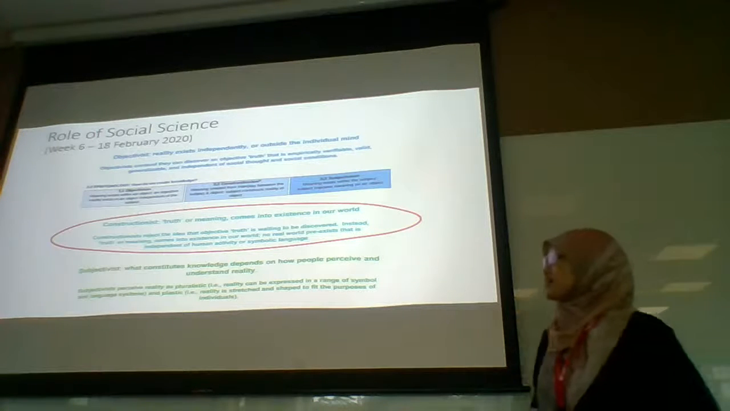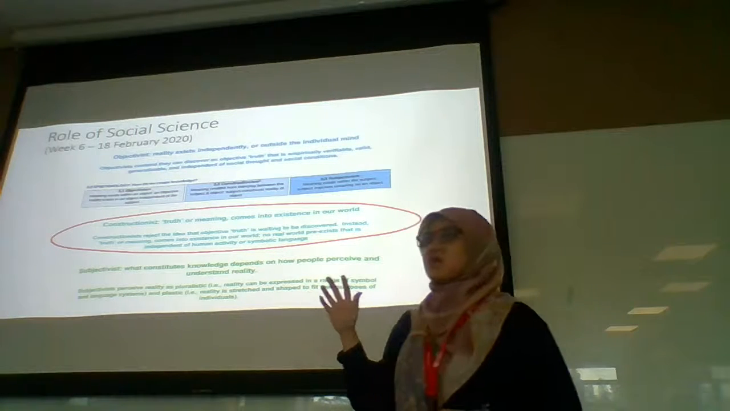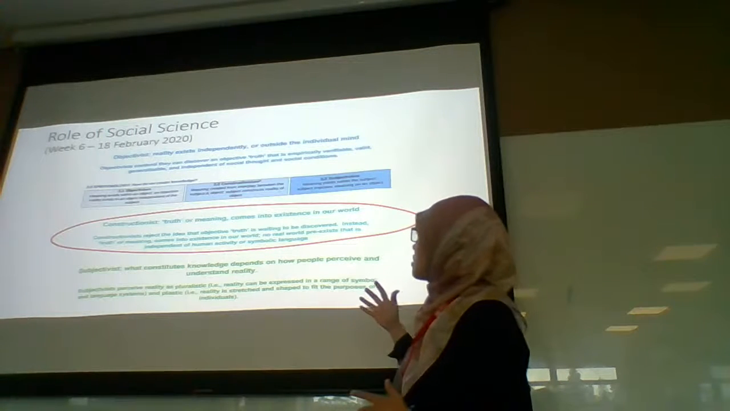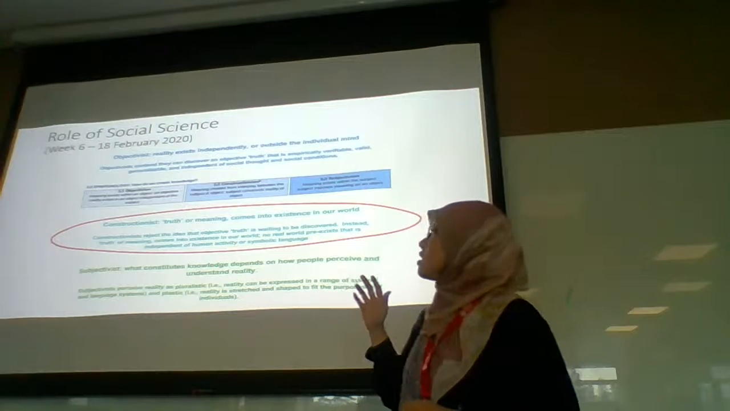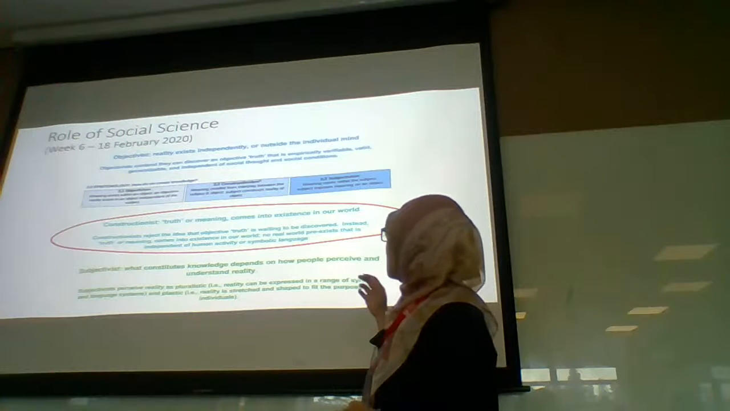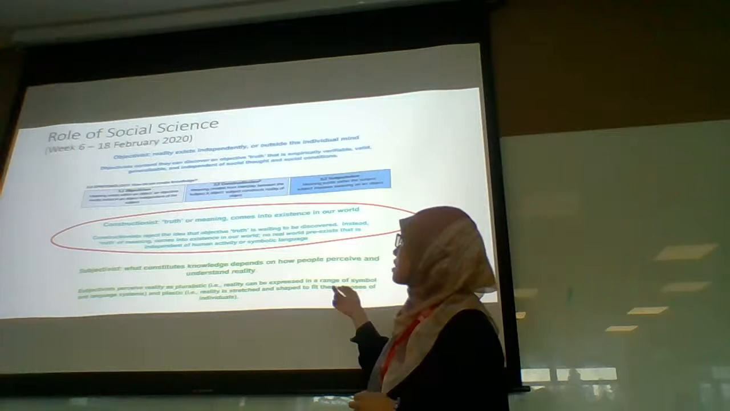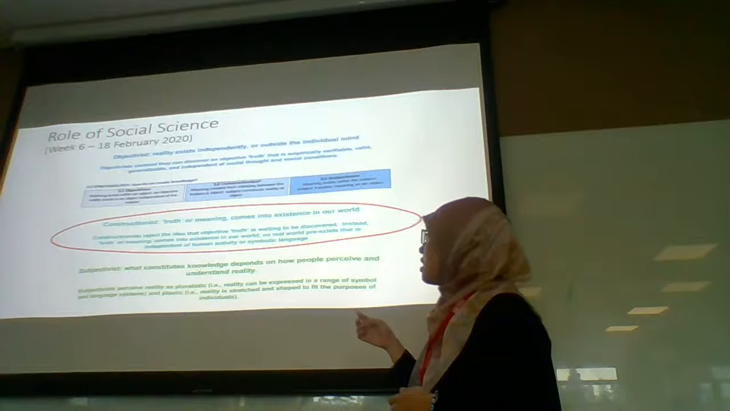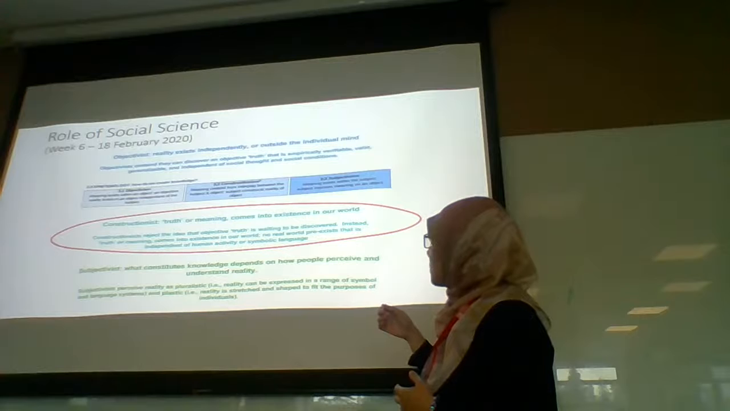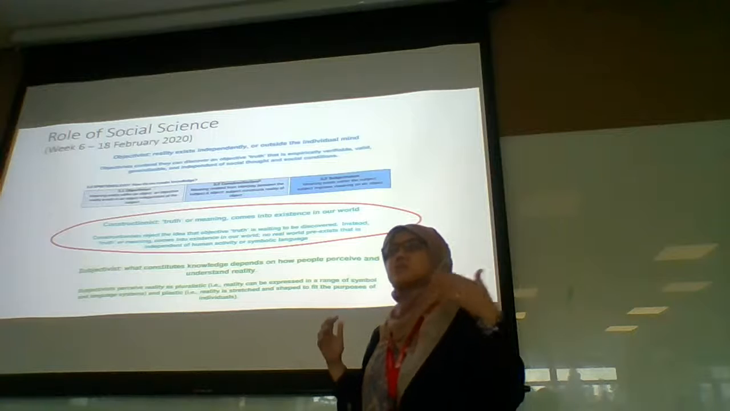So this is my reflection on week 6, and it's still related to what Janice has told you guys. Where are these social constructions located in the epistemology? We have objectivism, we have constructionism, and we have subjectivism. Social construction of technology falls into the second category, constructionism, where meanings come into existence in our world. It's kind of a combination of what you perceive and what the real things are that are going on out there.